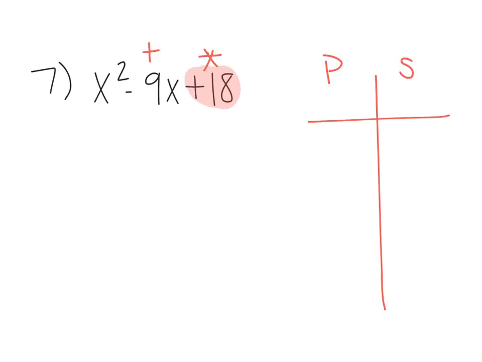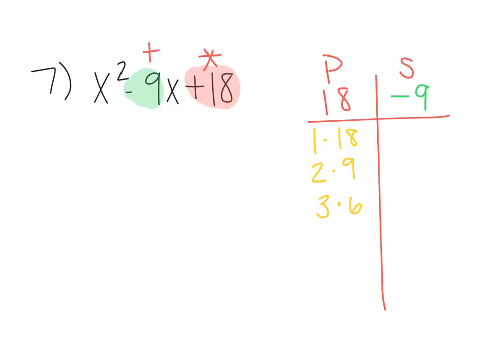So I'm going to put positive 18 on the left side and negative 9 on the right side, because negative 9 is my number they need to add up to. So I'm thinking about all the things that multiply to give me 18. Well, starting off, I know 1 times 18 gives me 18, 2 times 9 and 3 times 6. Those are all the things that give me 18.